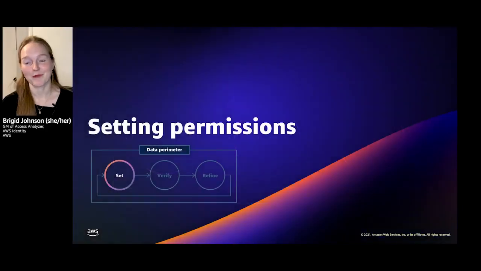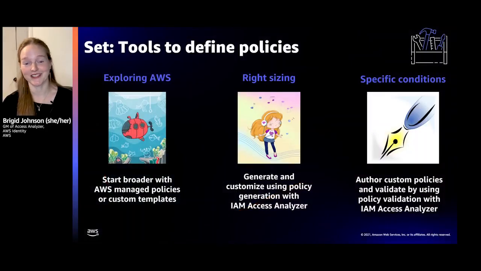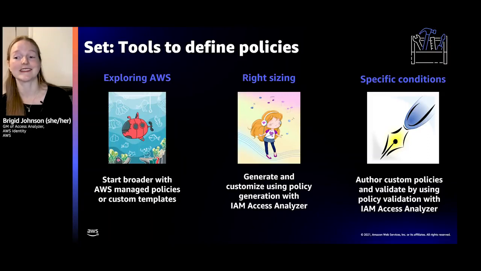So let's talk about setting permissions. Here are your tools that you get to define policies. When you're exploring AWS, you don't know what you need. You're just getting started, or you're exploring what services you're going to be using, maybe running some proof of concepts. You're going to start broader. To do that, you can use AWS managed policies, or we've heard customers talk about custom templates. AWS managed policies are broad. They are meant to be used as a getting started place. And so you'll want to take those policies, and then over time, you'll right size those policies as well.